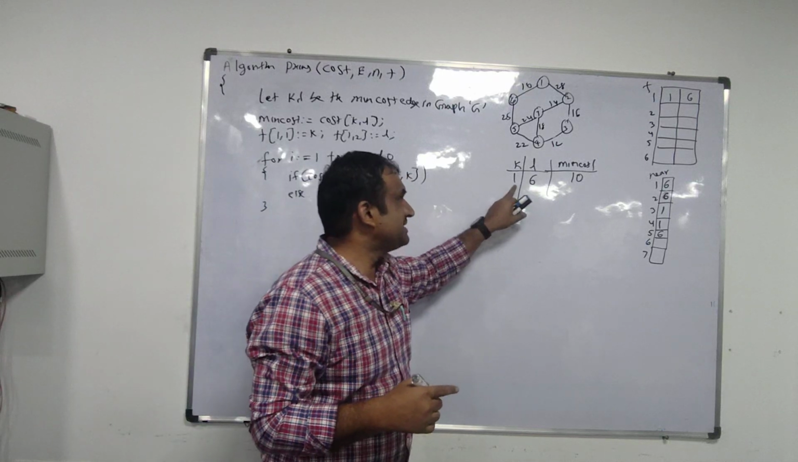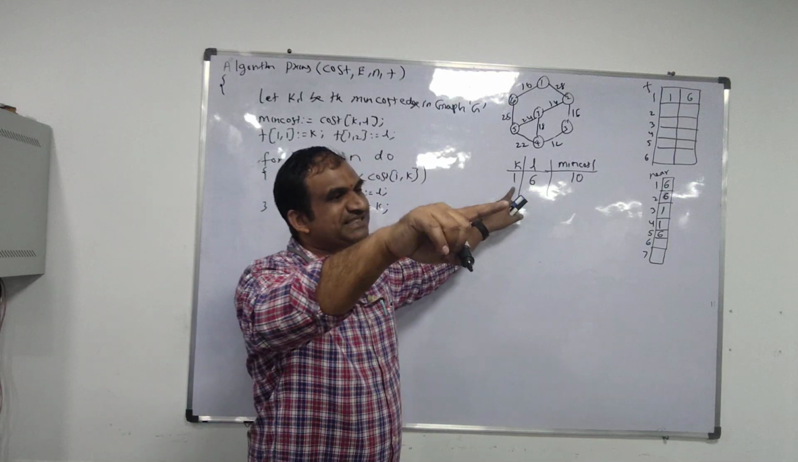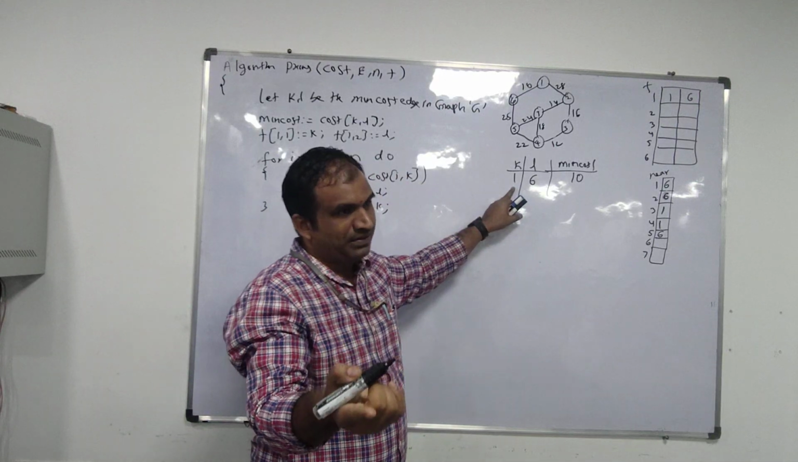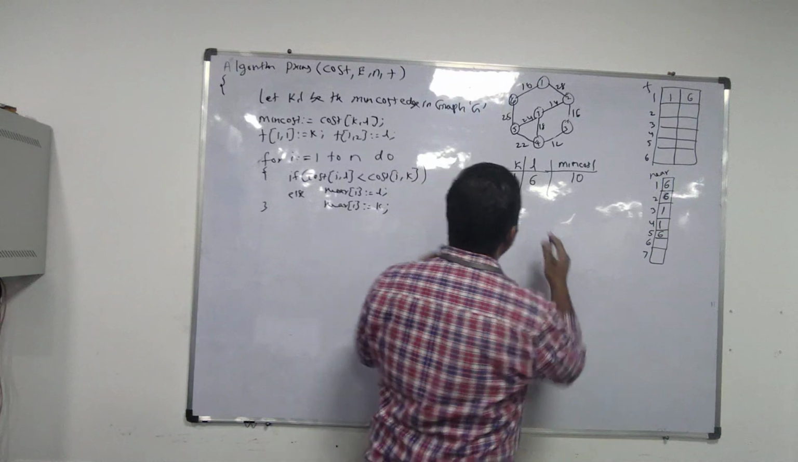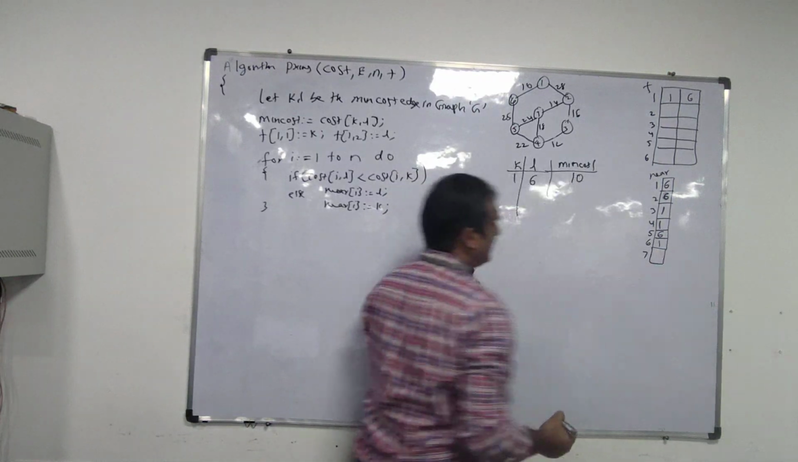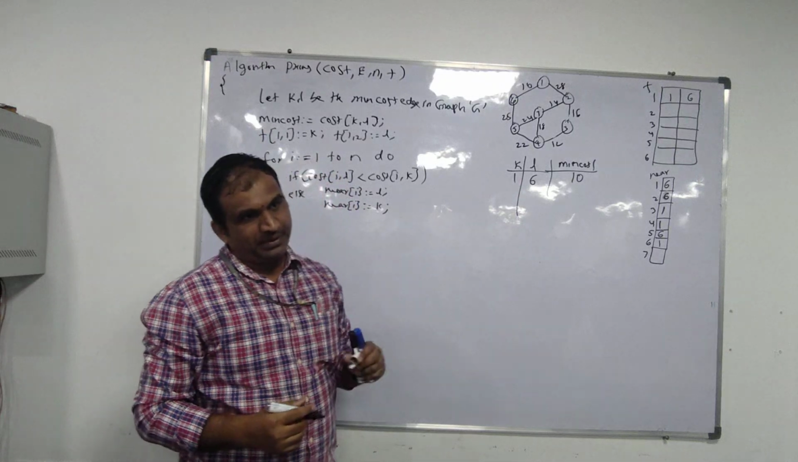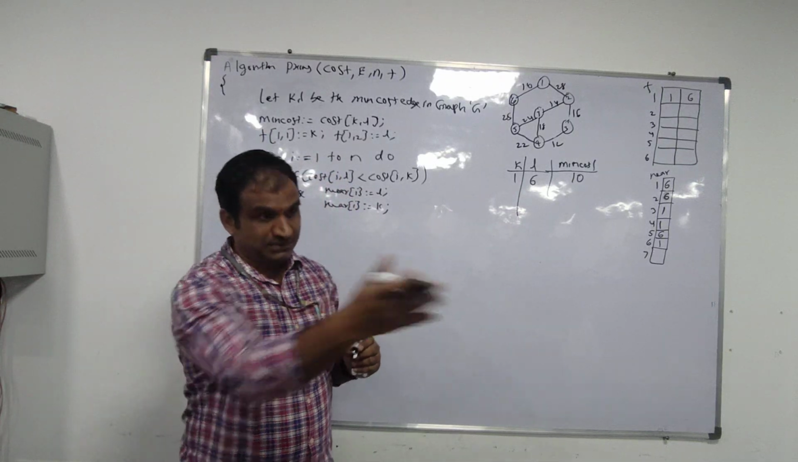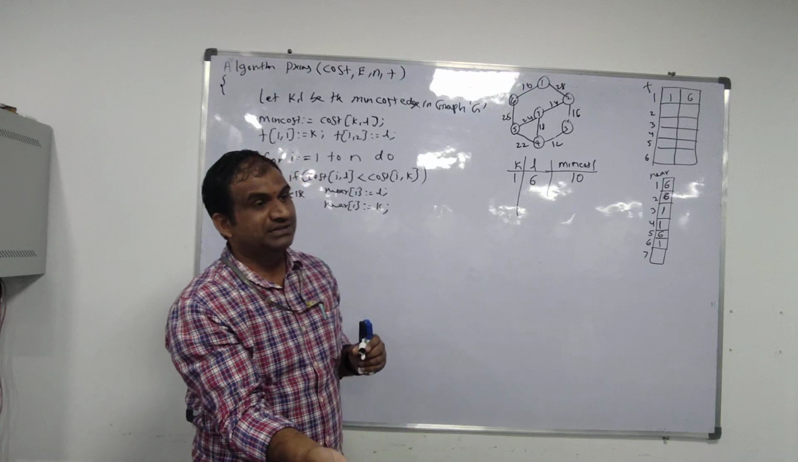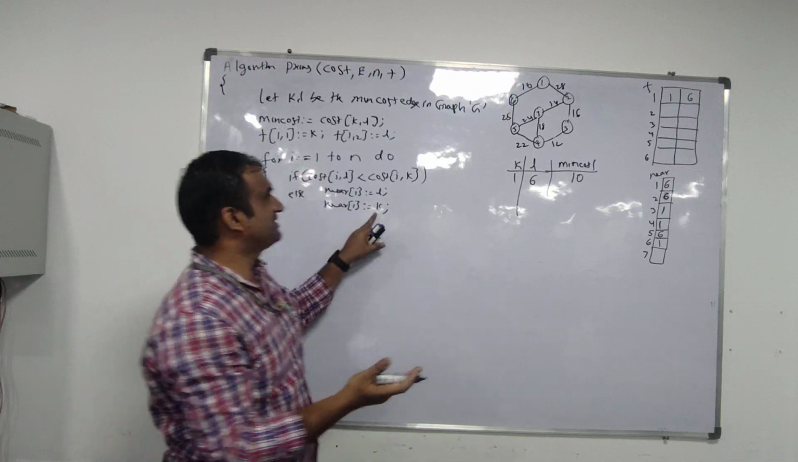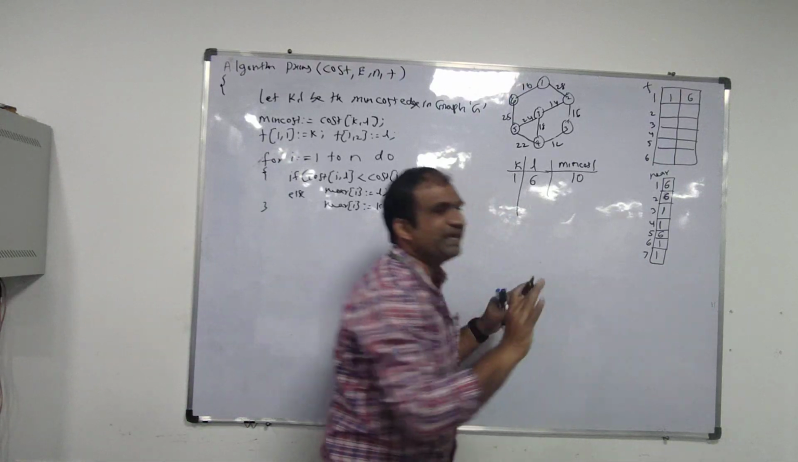Next, 6 comma 6 less than 6 comma 1. 6 comma 6 is infinity. Infinity less than 1 is false. False means K. K value is 1. Next, last time, 7 comma 6 less than 7 comma 1. 7 comma 6 cost is infinity, 7 comma 1 cost is infinity. Infinity less than infinity is false. K value is 1. Now near is ready.